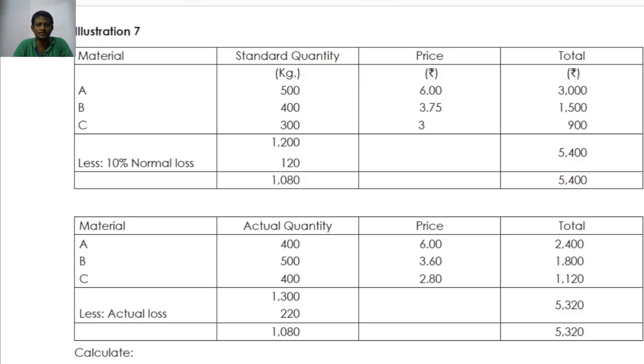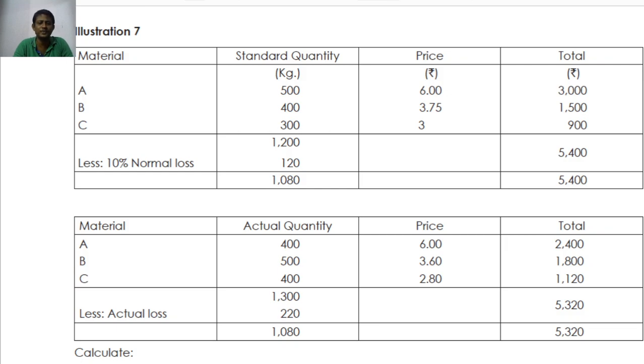For this problem, whatever we have done till now, the same thing we have to continue, because standard output and actual output are both the same, 1080. So the input raw material, whatever is given, we take it as it is. Raw material may be whatever it is, but the output should be the same for standard versus actual. Then only we can compare the available information. Otherwise we have to modify something. I'll explain that later. So this is the new learning.